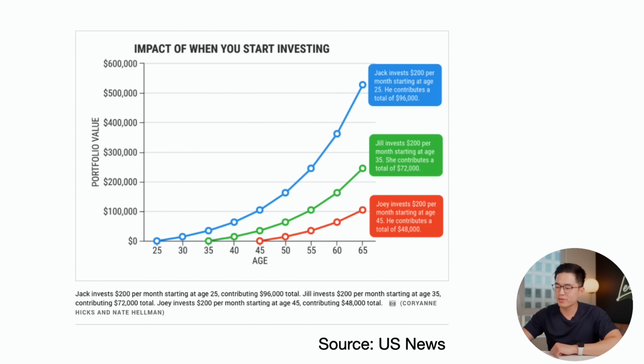Then you have Joey, who invests $200 per month starting at age 45. So a whole 20 years after Jack. He contributes a total of $48,000. If you look at the growth from when they start investing to the age of 65, you can see how drastically different their portfolio values are. Jack only invested $96,000, right? But now his portfolio is valued at over $500,000. Whereas Joey, on the other side of the spectrum, he invests $48,000, so half of Jack, but he only has a portfolio value of $100,000.